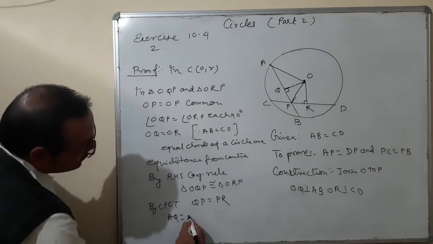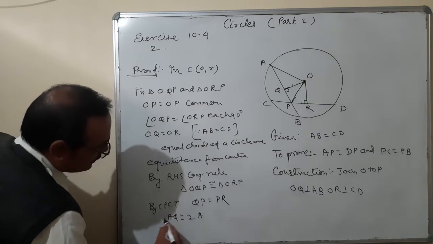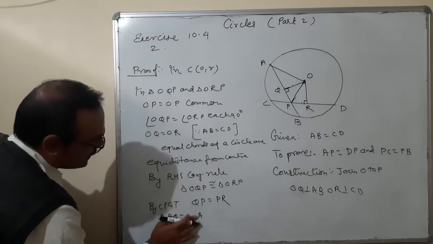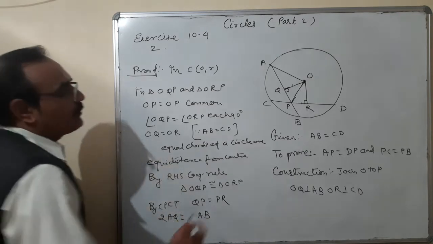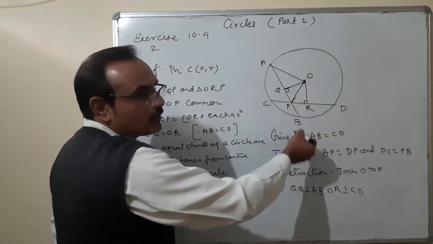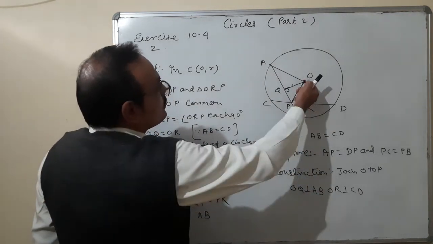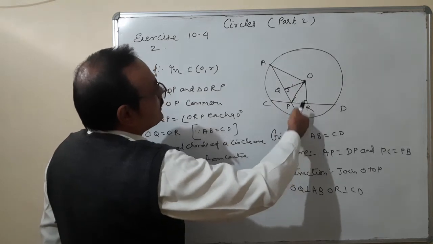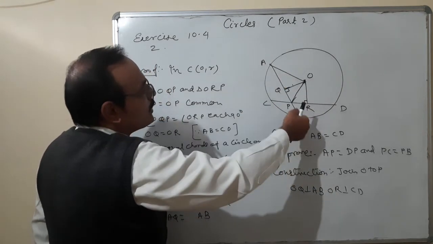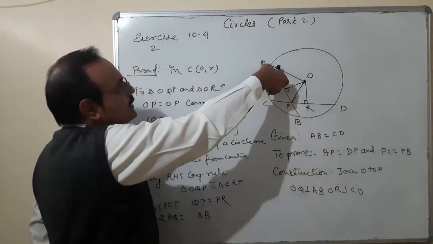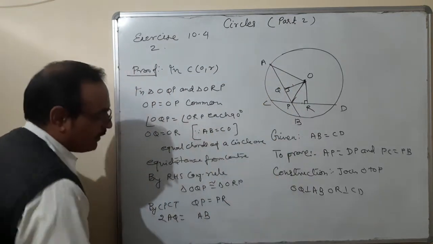AQ is equal to twice... AQ is equal to AB, because it is a perpendicular and a perpendicular bisects the chord. So OQ is perpendicular on AB, that means AQ is equal to 1 upon 2 AB, or I can write here twice AQ is equal to AB.